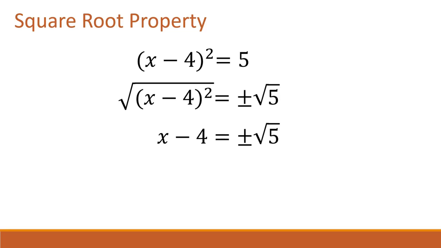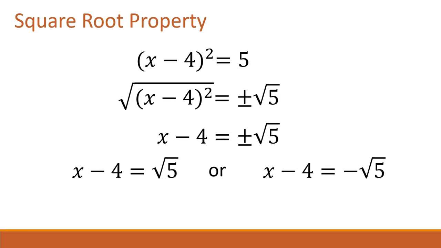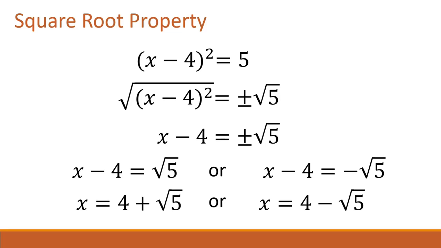We can still rewrite this as the 2 equations that it represents. Either x minus 4 equals a positive square root of 5, or x minus 4 equals a negative square root of 5. And now if we add 4 to both sides of both equations, we get our 2 irrational solutions. X equals 4 plus the square root of 5, or x equals 4 minus the square root of 5.